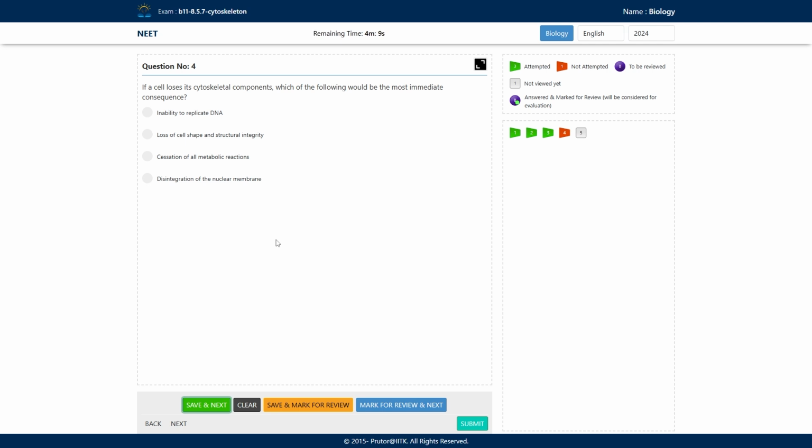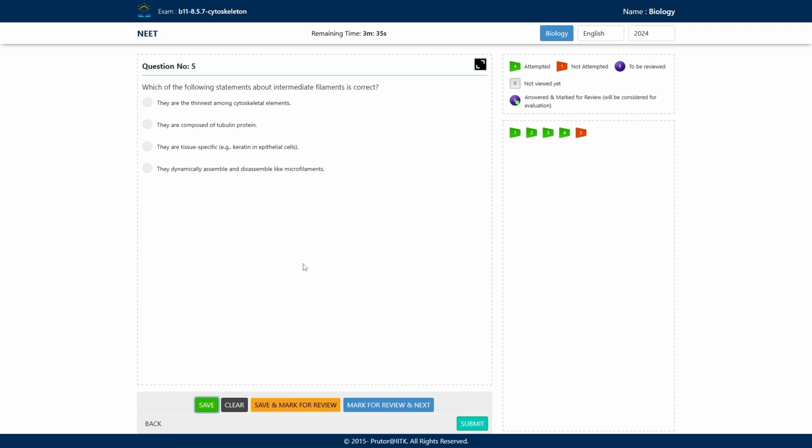See, here cytoskeleton. What is the function of cytoskeleton? It maintains the cell shape and, okay, it gives structural support to the cell. It gives mechanical support to the cell. Clear? So option number B will be the correct answer here. If the cell loses the cytoskeleton components, then it will lose its cell shape and structural integrity. Option number B is the correct answer here. Next one.